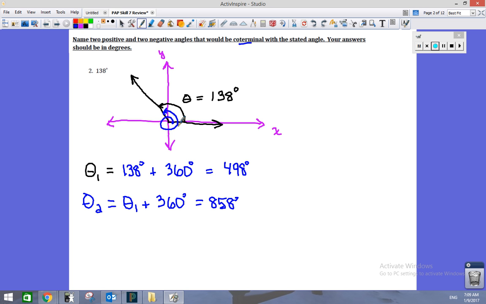Now, what if I would go the other direction? I would also have coterminal angles, so I could come up with two more coterminal angles, or as many as you'd like, by taking the 138 degrees, and instead of going counterclockwise, instead of adding 360, subtract 360, and it will create another angle that has the same initial side and same terminal side.